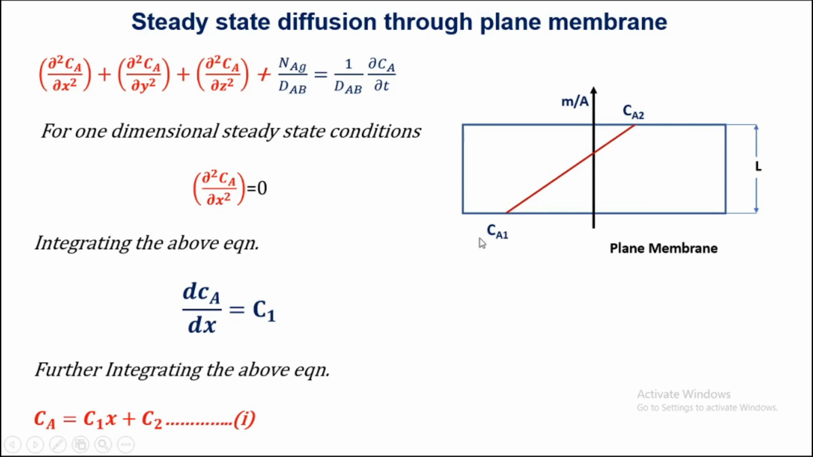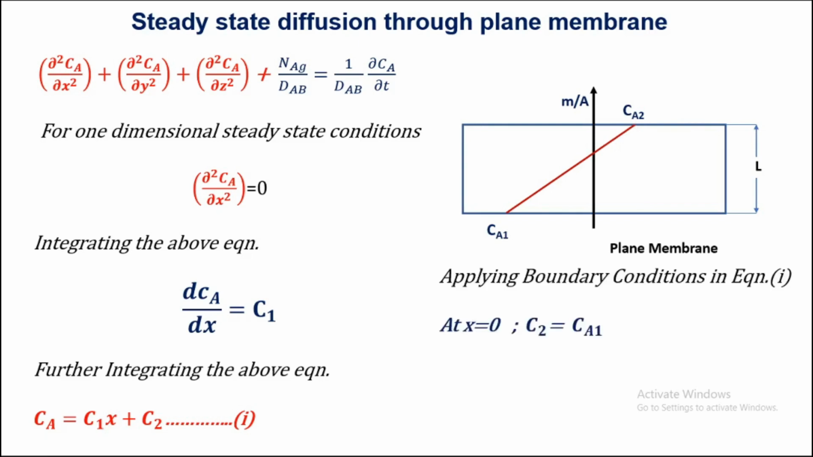Now applying this boundary condition in this equation, what happens? Let's discuss those things. So applying the boundary condition in equation 1, at x is equal to 0, when we substitute x is equal to 0, C1 into 0, this term will become 0. At x is equal to 0, the Ca value is Ca1. So Ca1 is equal to C2. It happens at x is equal to 0.